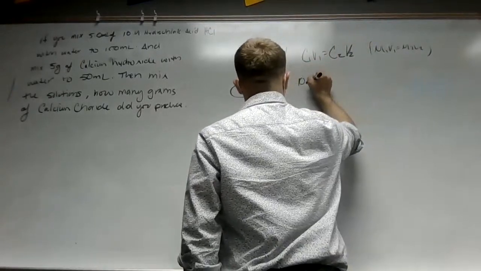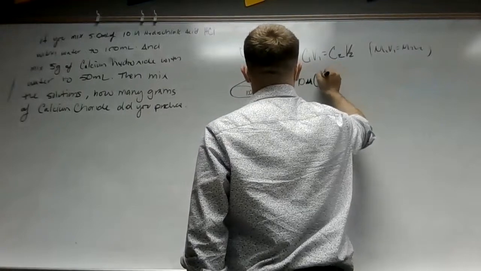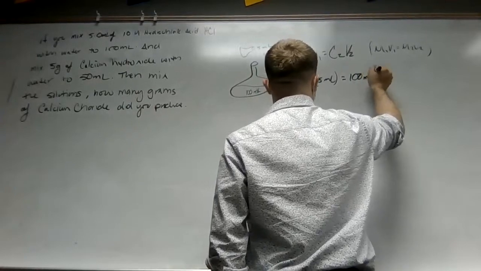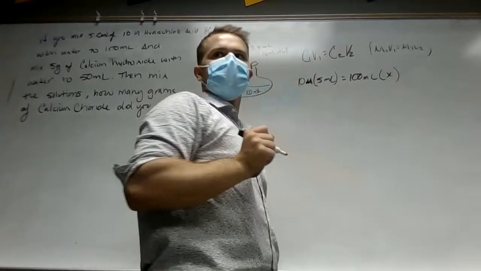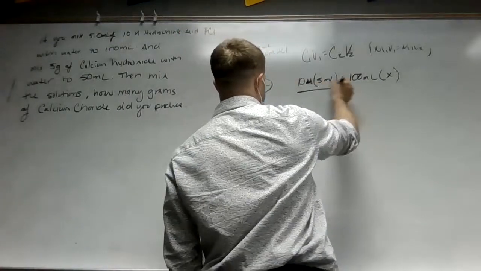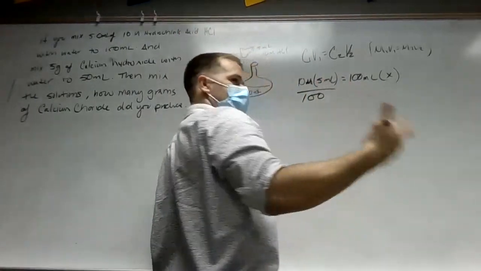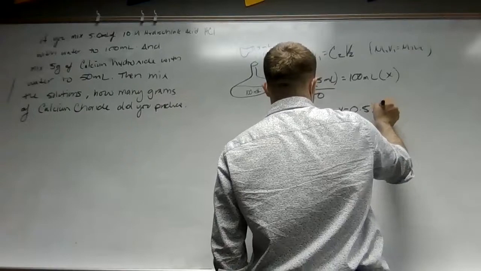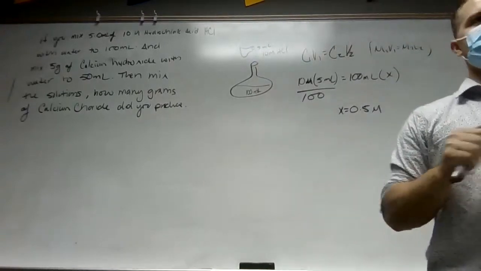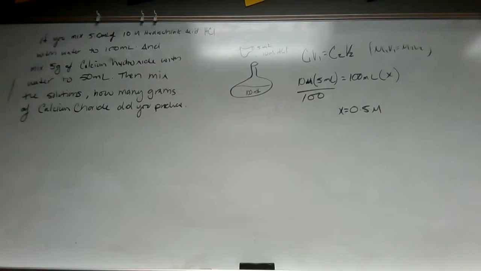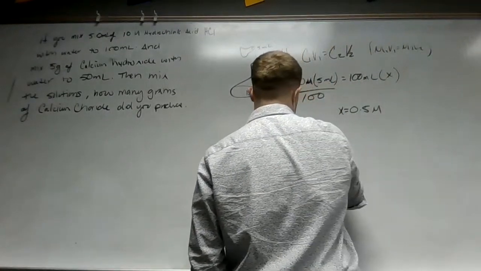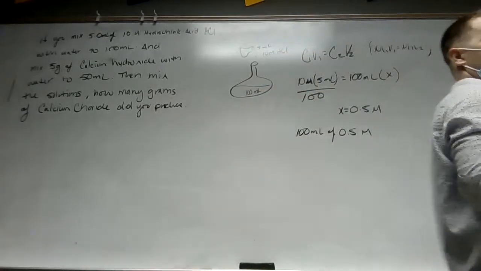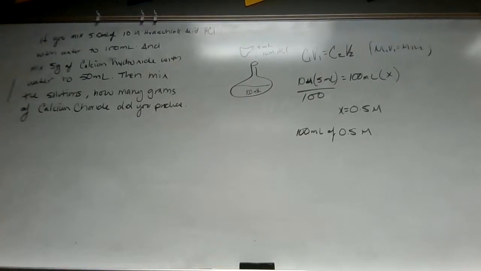We have 10 molar times 5 ml, and that's going to be equal to 100 ml times an unknown concentration. We end up, like we said, at 1/20th. We end up with X equals 0.5 molar. So we know we have 100 ml of 0.5 molar HCl.